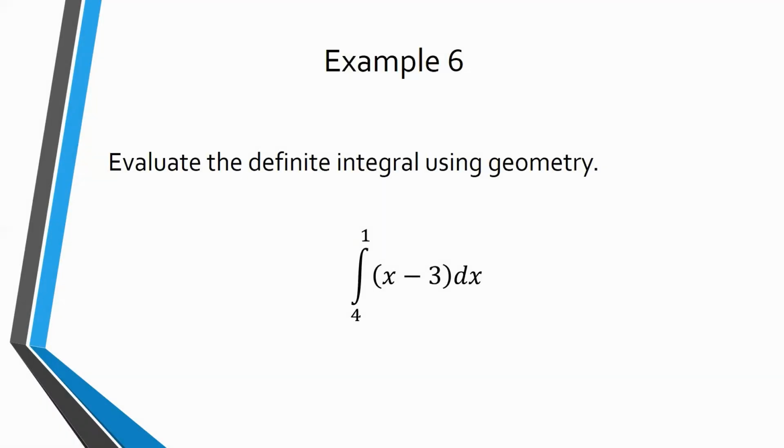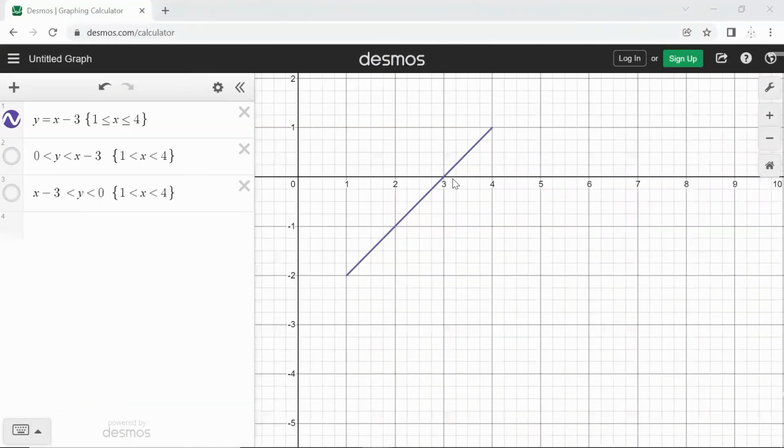Let's do an example of this one. This one says take the definite integral from 4 to 1. Notice that, again, we're starting with the bigger and ending with the smaller, of x minus 3. Let's go ahead and do this. I've drawn the line segment here from 1 to 4. Notice that it crosses the x-axis, so I'm going to have two triangles.